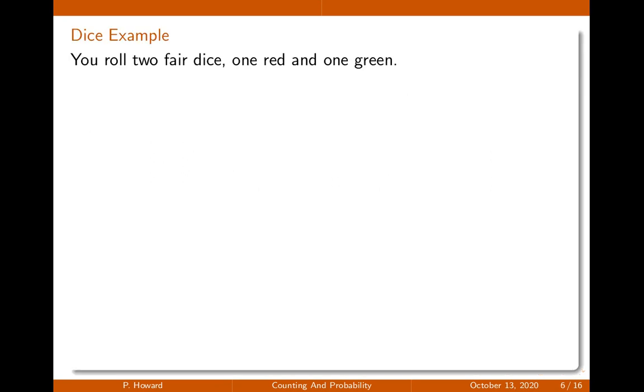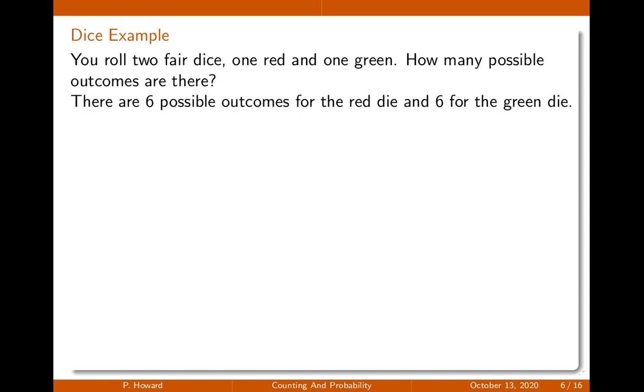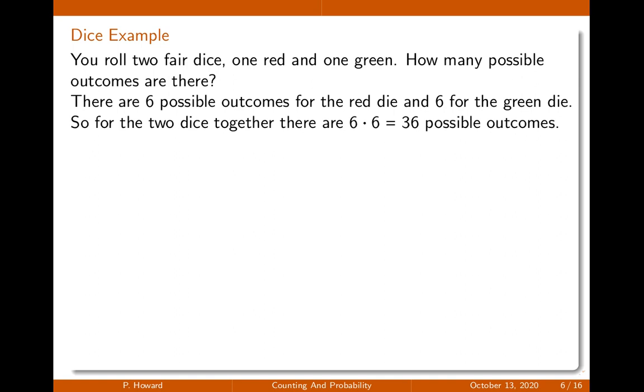Okay, a second example. You roll 2 fair dice. One is red and one is green. So first of all, how many possible outcomes are there if you roll a red die and a green die? There are 6 possible outcomes for the red die and 6 possible outcomes for the green die. So for the 2 dice together, there are 6 times 6, or 36 possible outcomes.